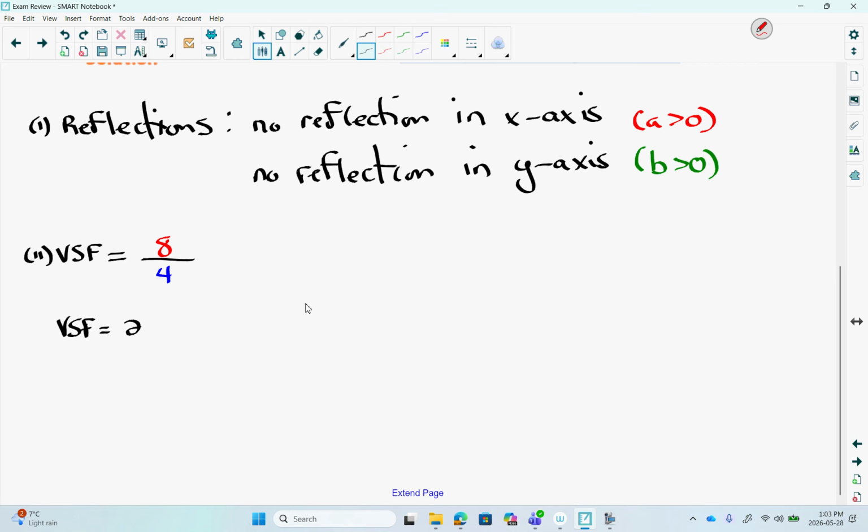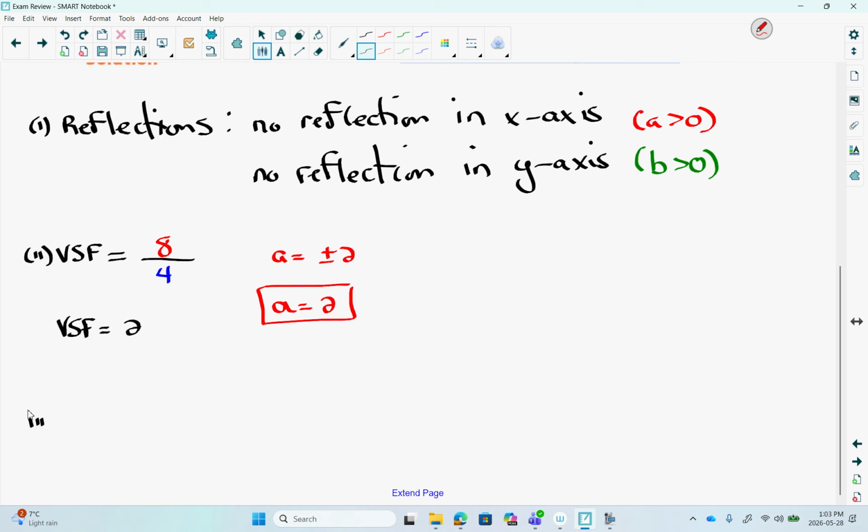It's 2. Yeah? Now, the vertical stretch factor, that means the following. That means that A could be a plus or a minus 2. In order to figure out which one to use, you have to look at this information. It was not reflected in the x-axis. It means that my A value is positive, so I should choose positive 2. Is that all right?